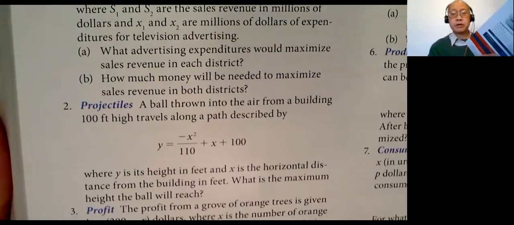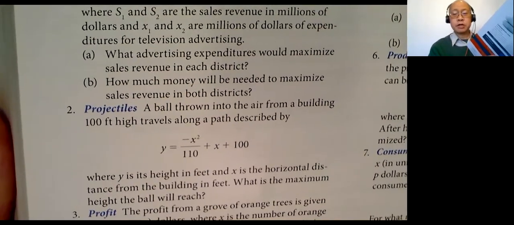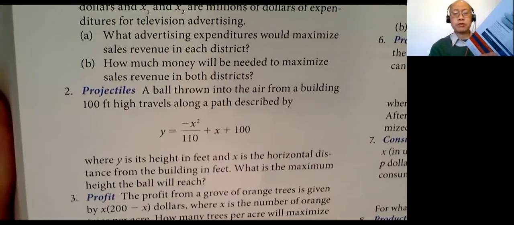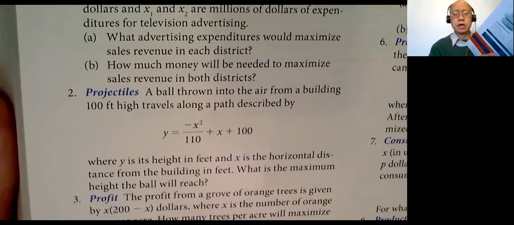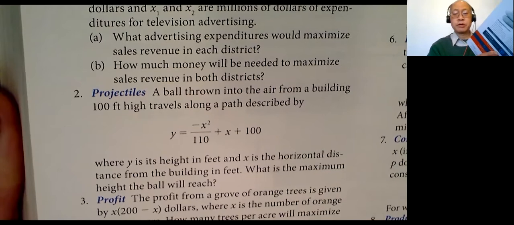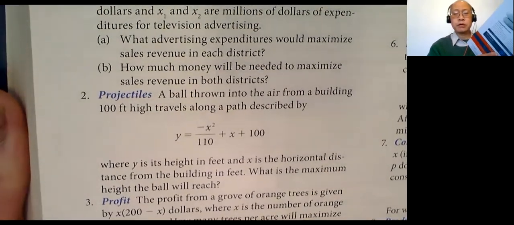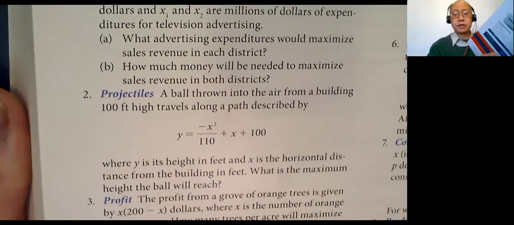Projectile. A ball is thrown into the air from a building 100 feet high and travels along a path described by y equals negative x squared over 110 plus x plus 100, where y is its height in feet and x is the horizontal distance from the building in feet. What is the maximum height the ball will reach? Okay, makes sense. So you're throwing a ball up in the air, right? So it'll go up and it'll come down, and you want to find out where it will reach the maximum height.